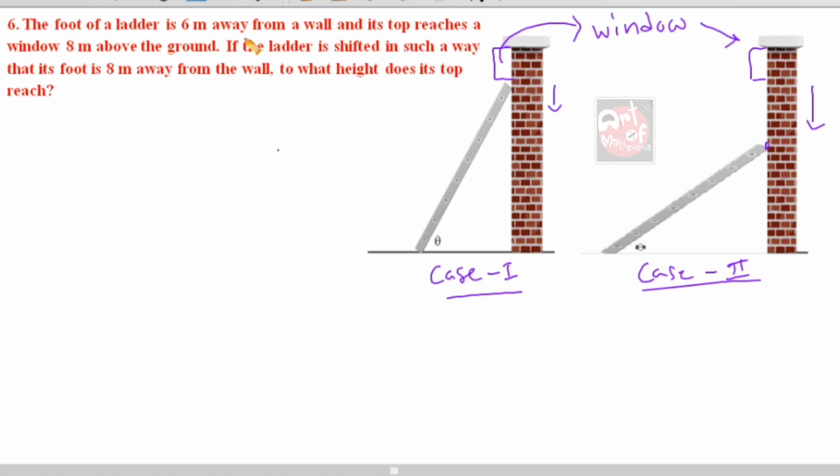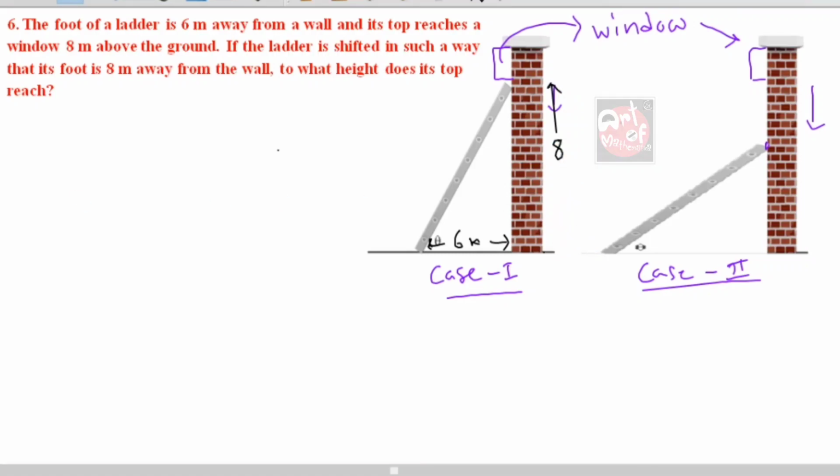The foot of a ladder is 6 meters away from a wall. For the first case it is told, so this should be 6 meters. This one, 6 meters. And its top reaches a window 8 meters above the ground. So this is the ground and this is the window. So this is the length, that is 8 meters.